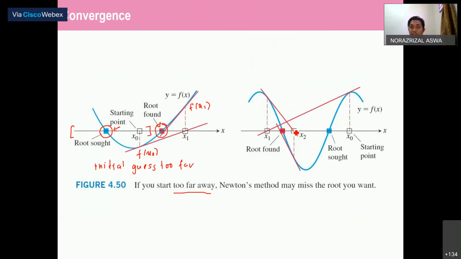So this is another condition. For example, we start with x naught. We want to find this root. You have x naught, you find f(x naught) here, and then you find x1 here. Then you find the third guess, or second approximation, and finally you go closer and closer to this root. So again, this is because our guess is too far. It falls after, getting closer and closer to the extremum.